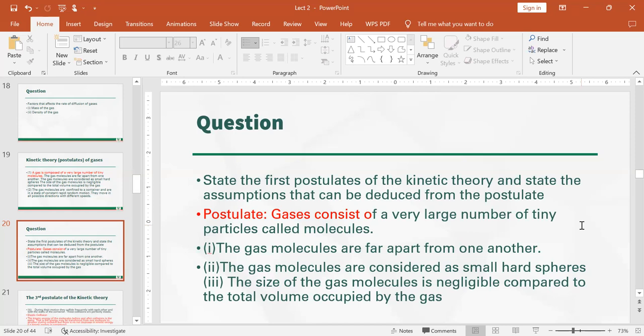Yes, sir. Hello, sir. What's the difference between gas particles and gas molecules? They are the same. When you look at kinetic theory, all matter consists of particles. It can be molecules or atoms. The way we are using it here, it is the same.